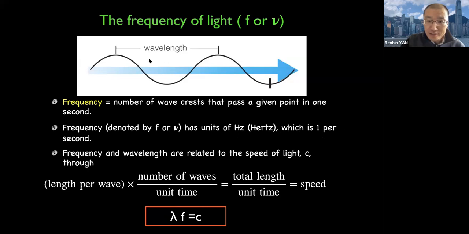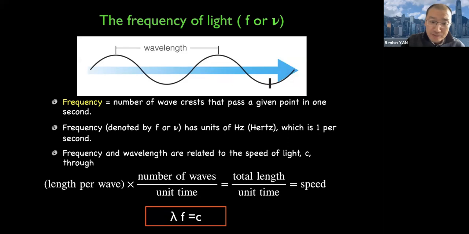And so if you count two waves, two peaks, passing through a particular place every second, then the frequency is 2 hertz. If it's 2 per second, it's 2 hertz. If 10 per second, it's 10 hertz. And frequency and wavelength are related to the speed of light.